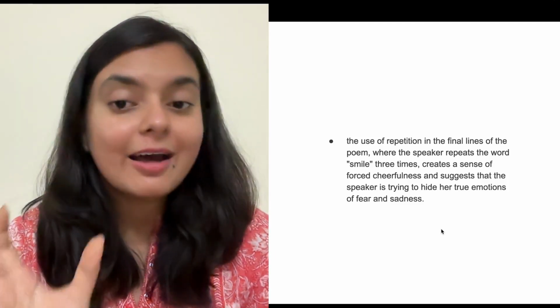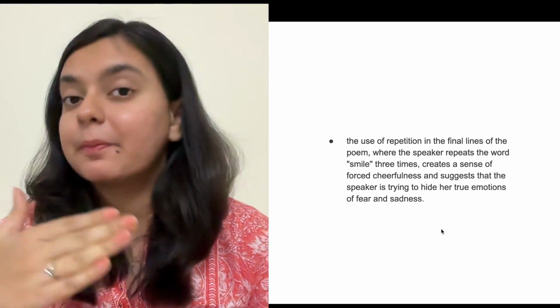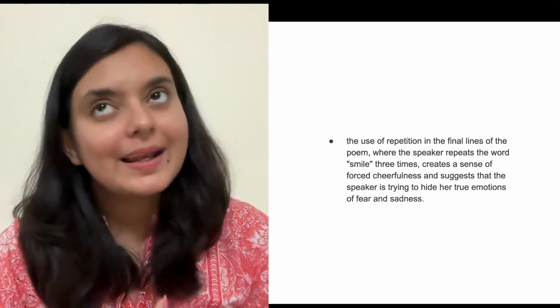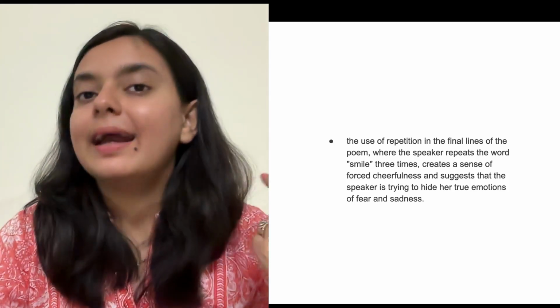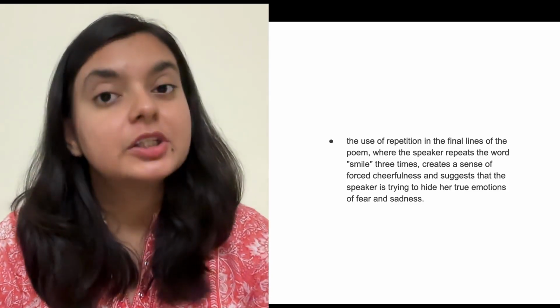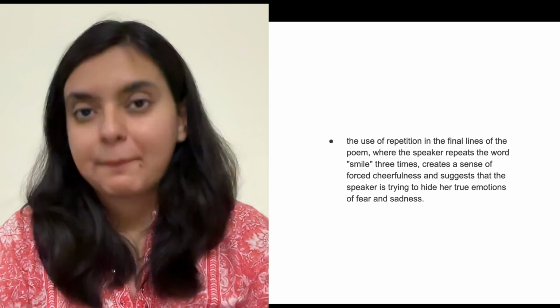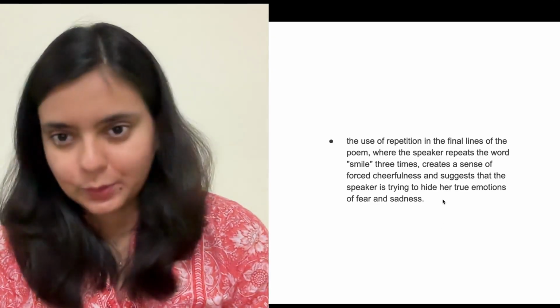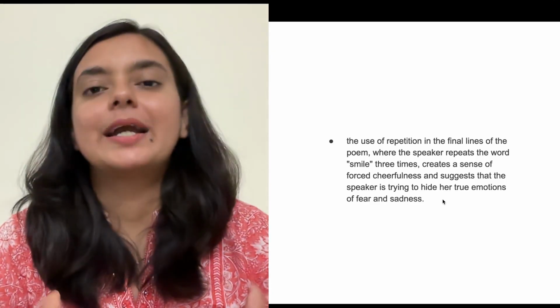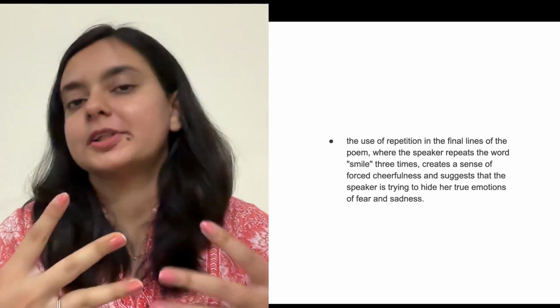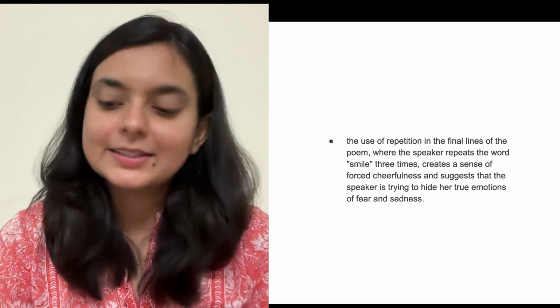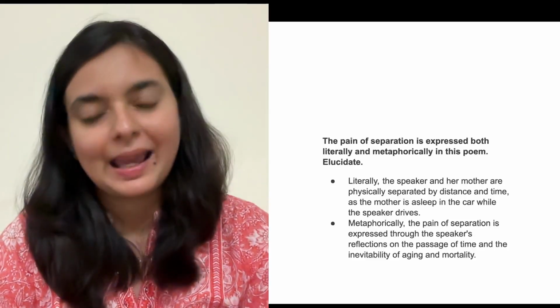Her true emotions are fear and sadness, because she was getting separated from her mother physically, as well as she was thinking about the aging of her mother and separation due to death, which was upcoming, right? So that also. And that is the reason she was trying to smile and hide her true emotions and feelings behind that smile. So that is the use of repetition.